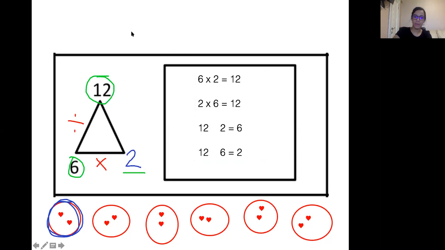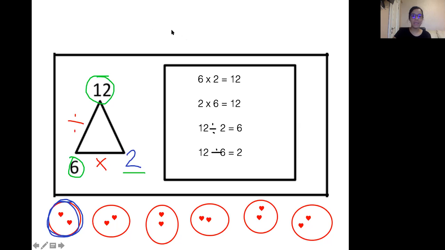Whoop. Here we go. There. Okay? Just like that. Okay? And we have built our fact family. In one of them, we had to do multiplication, and another one we had to do dividing, but it worked out just fine. Okay? So excellent job.